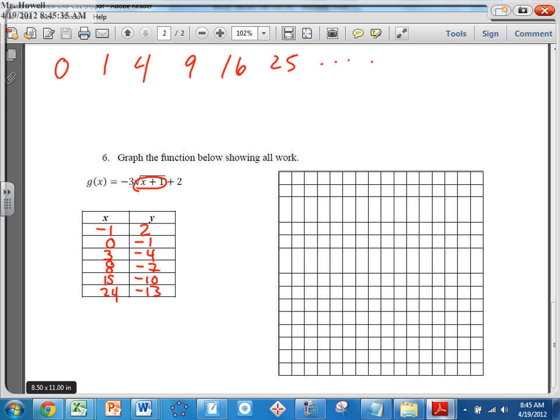Okay? So your graph for this one, just as a quick sketch, is going to be at negative 1 up 2. It's going to be here, and it's going to look something like this. Okay, just to give you a quick idea.